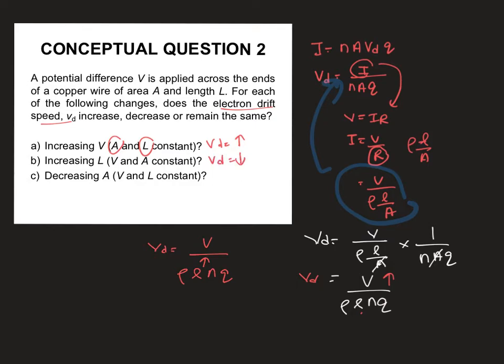And then decreasing A. Based on our formula here, there's no A over there, so when A increases or decreases, it doesn't affect our drift velocity. Therefore, our drift velocity will be constant.